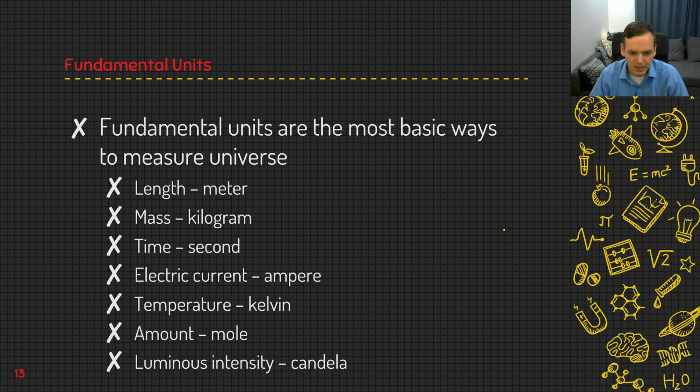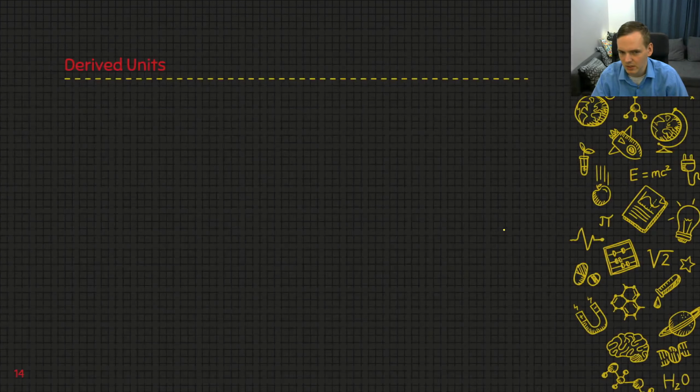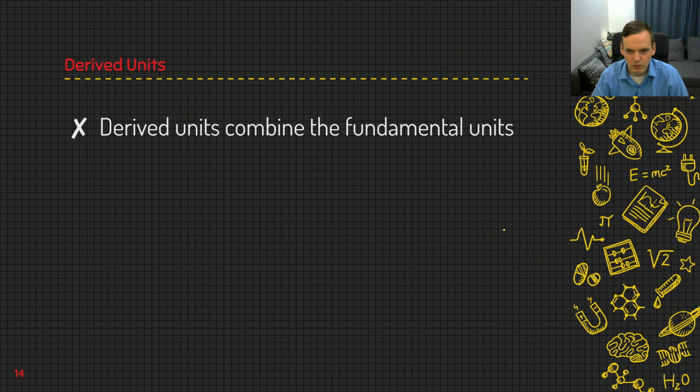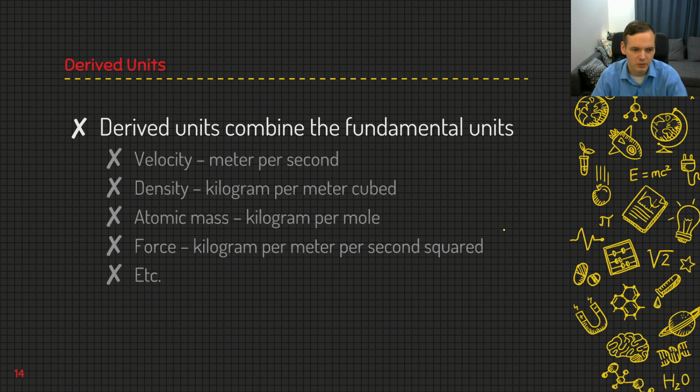So these 7 units can measure anything that you can think of. Any type of thing that we can put a number to could be measured directly in one of these or some combination of these. So that's where we get to this idea of derived units. Derived units combine those fundamental units and give us another measurement.